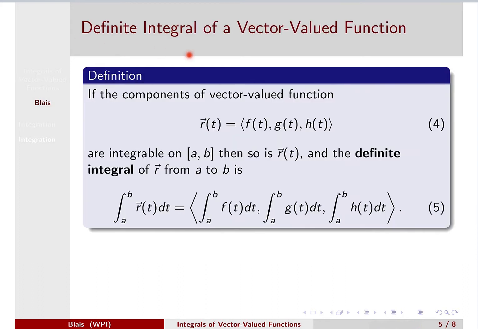We can also talk about definite integrals. So let's again consider our vector-valued function r of t. And suppose its components are integrable on the interval [a, b] for t. Then so is r of t. And the definite integral of r from a to b, we write it in the usual way, the integral from a to b of r of t dt, is this here. And we see that we do the ordinary definite integral from single variable calculus inside each of the components.